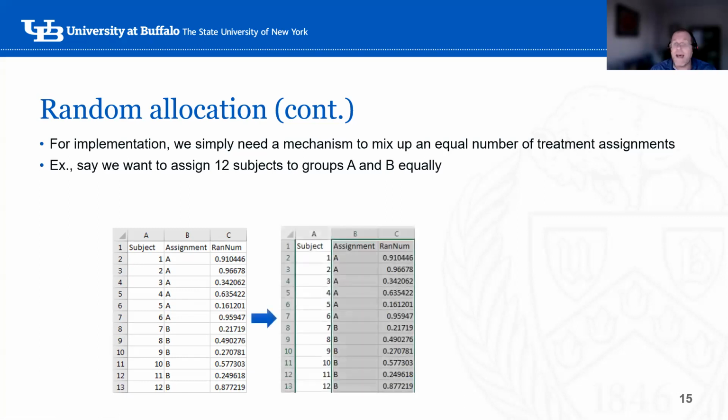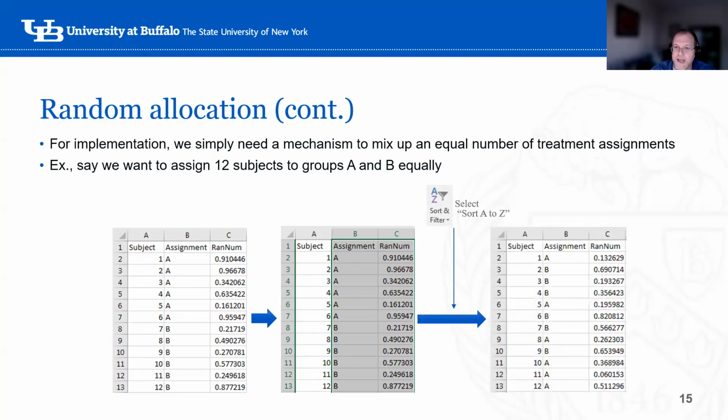So what I'm going to do is highlight the last two columns, the second and third column, and then I'm going to use the sort button, right? And I'm going to sort by that third column. And that's essentially going to mix up my A's and B's. So again, really simple. I wind up with a randomization list where I have an equal number of A's and B's.